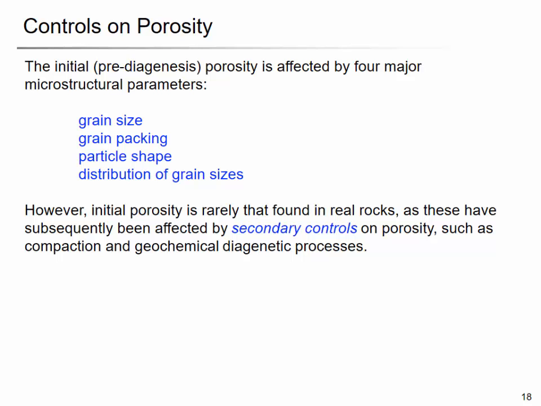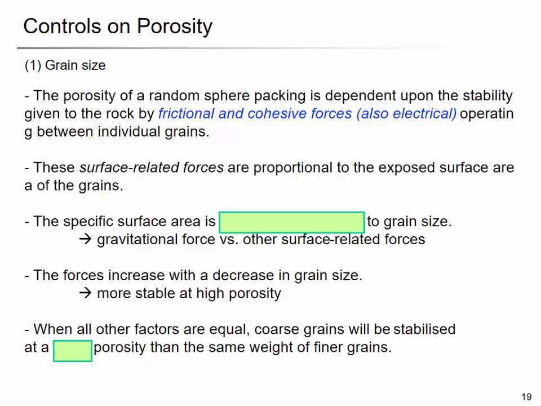Pre-diagenesis means that before the secondary pore is created, the initial porosity is affected by four major parameters: grain size, packing, particle shape, and particle size distribution. Then the initial porosity can be changed by the secondary controls on porosity, such as compaction and geochemical diagenetic processes. So let's review them one by one, the grain size, the particle shape, and so on.